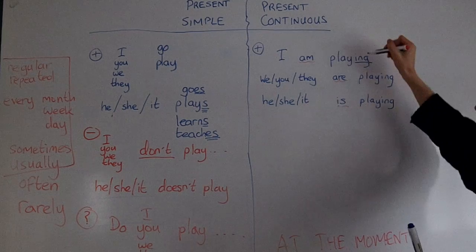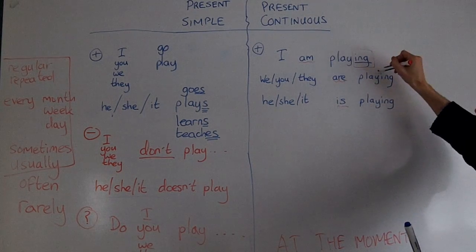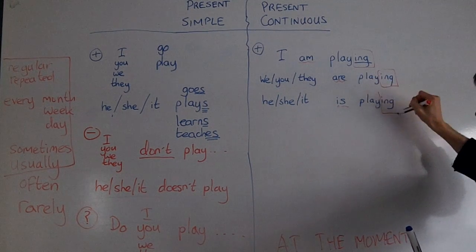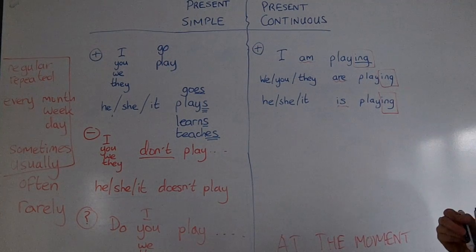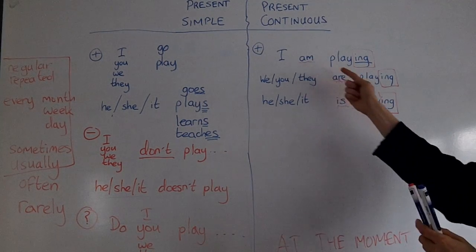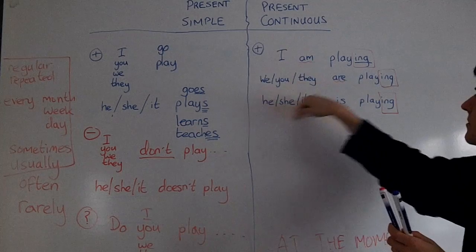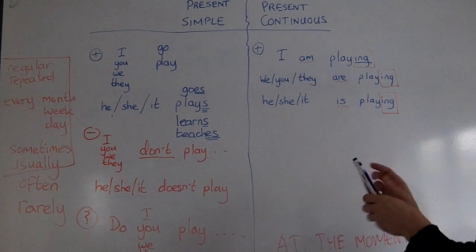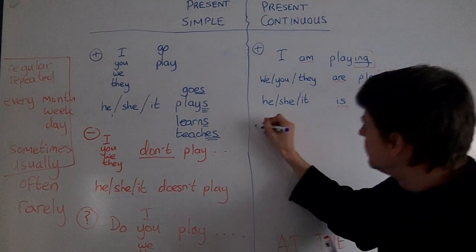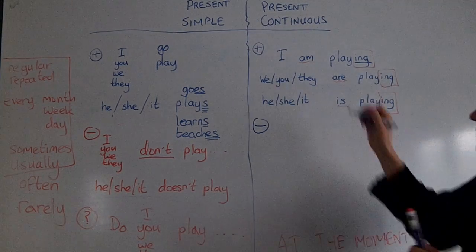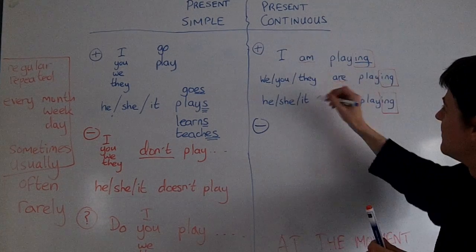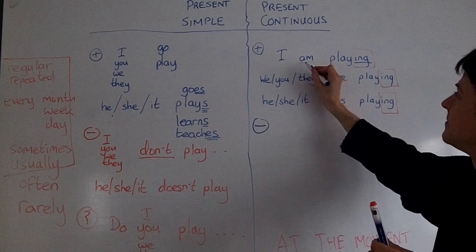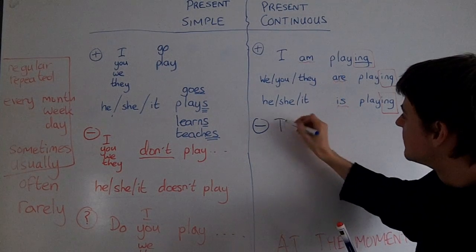So, any verb here must be with ing in present continuous. We add ing. And if we want to make it positive, just am, are and is, depending on the pronoun, and then the verb and ing. If we want to make it negative, then we just make this auxiliary verb, it's a verb to be, negative.